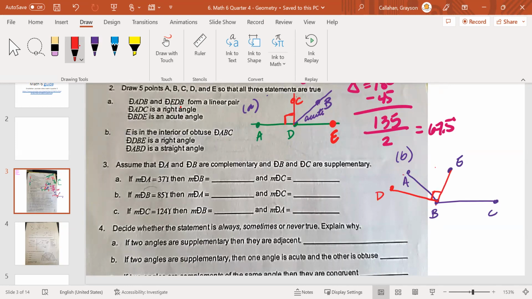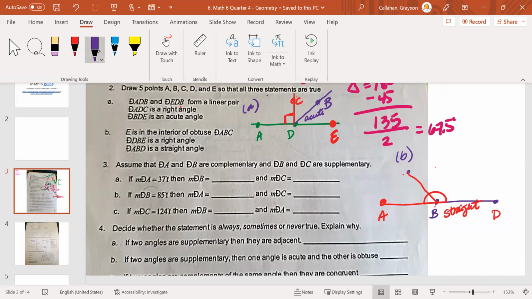ABD, ABD is a straight angle. Okay, which means I have to move this a little bit. If ABD is going to be a straight angle, so here's A, B, D. So ABD is a straight angle, right? Sometimes I have to work from behind. So ABD is a straight angle. This is a straight angle, right?